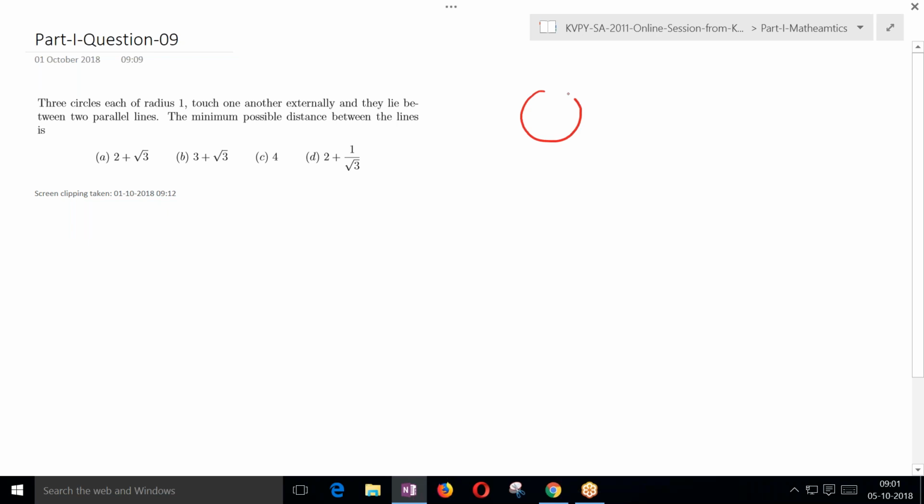If you visualize the statement, it will be something like this. If this is the first circle, if this is the second circle, and if this is the third circle, we are assuming these 3 circles are actually of the same shape and size. They are in between the 2 parallel lines. What are the parallel lines? We can draw one line like this, and another line which is parallel to the line I have drawn is something like this. Let's assume this. So according to the question, we need to find the distance between these 2 parallel lines. Suppose let's assume the distance between the parallel lines is D.